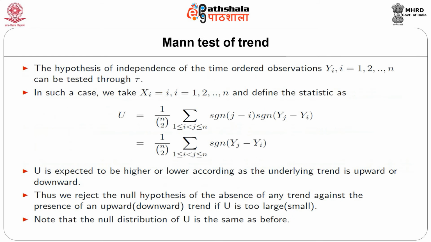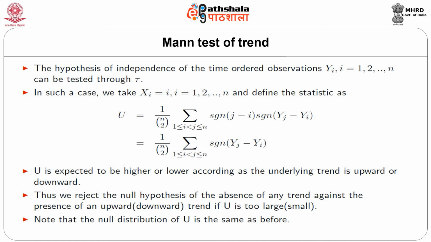to serve the purpose. Suppose the x observations are time ordered, then the hypothesis of independence of the time ordered observations yi, i from 1 to small n, can be tested through tau. In such a case, we take xi equal to i running from 1 to small n, and define the statistic as u, or this u reduces to 1 divided by n choose 2 summation the sign of yj minus yi. Now, u is expected to be higher or lower according as the underlying trend is upward or downward.